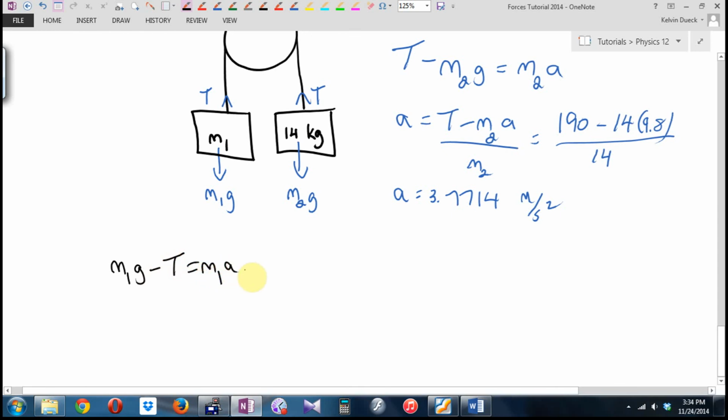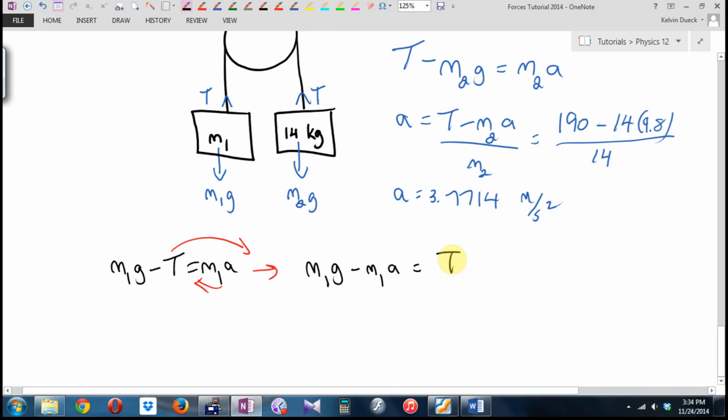How many M1s do I have? 2. How many would I prefer? 1. Let's get them to the same side. Plus the tension over, minus that over. If I do that, I'll have, change colors, Mr. D, M1G minus M1A equals tension. Check.